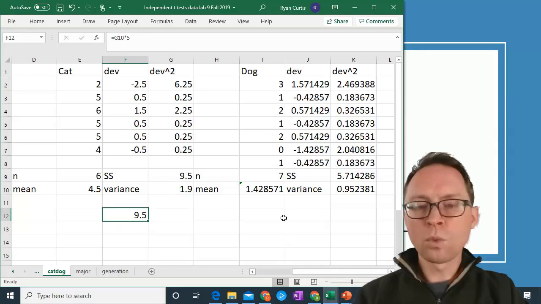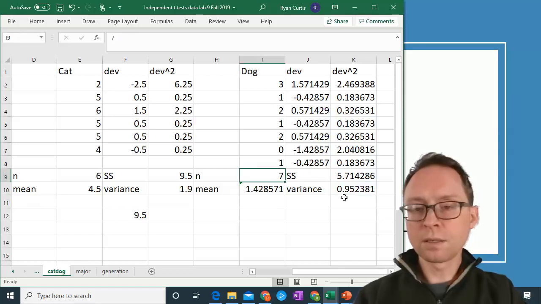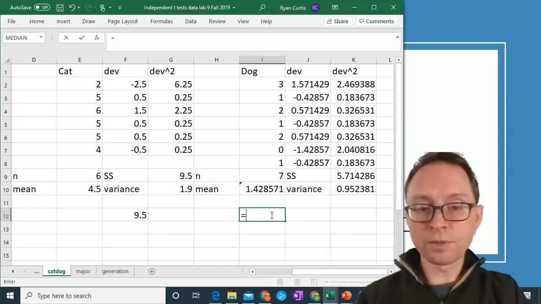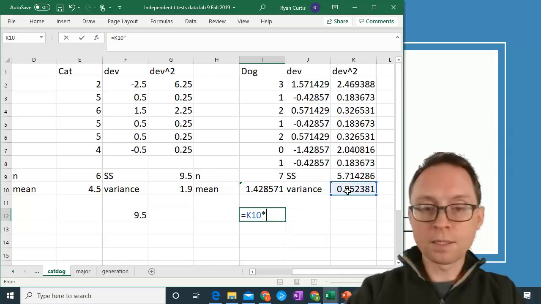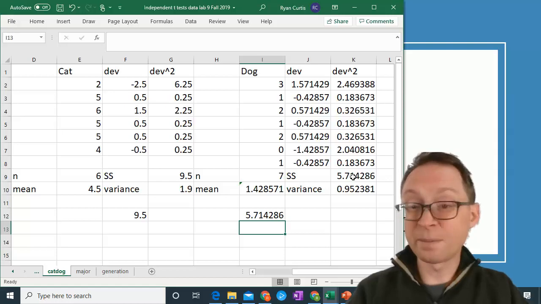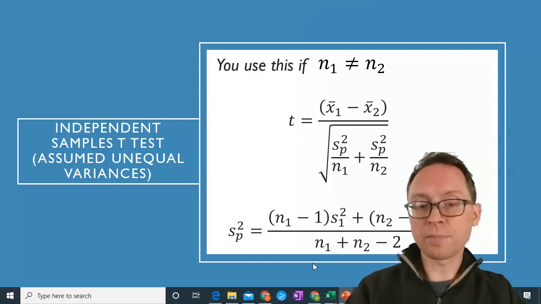Then we get the variance of the second one times its n sub 1. So 7 minus 1 is 6 times the variance. Guess what it's going to equal? Yeah, you're right. It's going to equal the sum of squares. So equals this times 6. Look, it's the sum of squares. So what we're doing is adding the sum of squares up at the top. That's what we're doing. Adding those up.